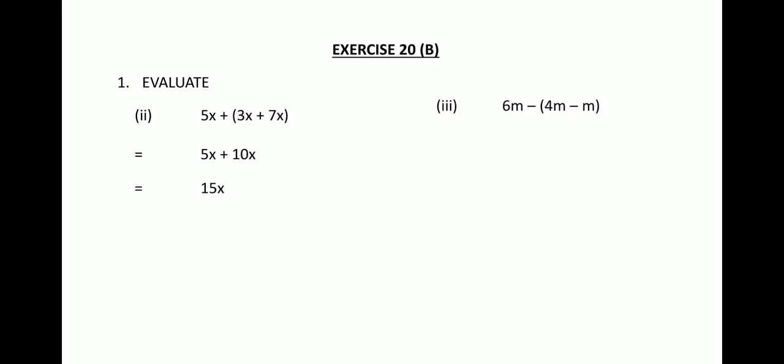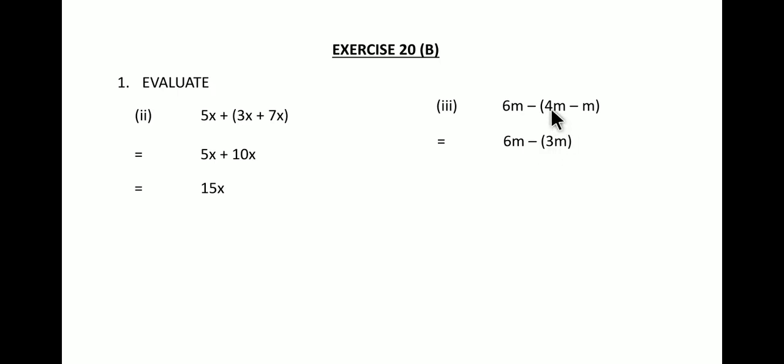Next will be question number 3, which is 6m minus within the bracket is 4m minus m. Now why I chose this question for the example is because there is a minus sign over here and the minus sign over here as well. So when you see a minus sign or a negative sign before a bracket, how you are going to deal with them? So first thing is, within the bracket, if they can be simplified, we will simplify them inside the bracket only. So we'll write the first term 6m as it is minus, and 4m minus m gives us 3m.